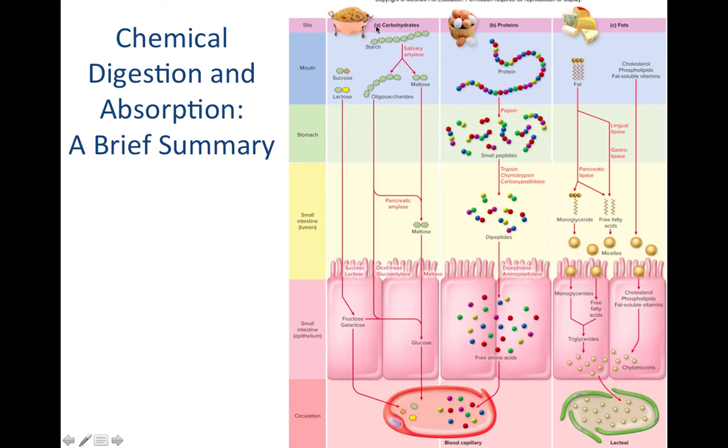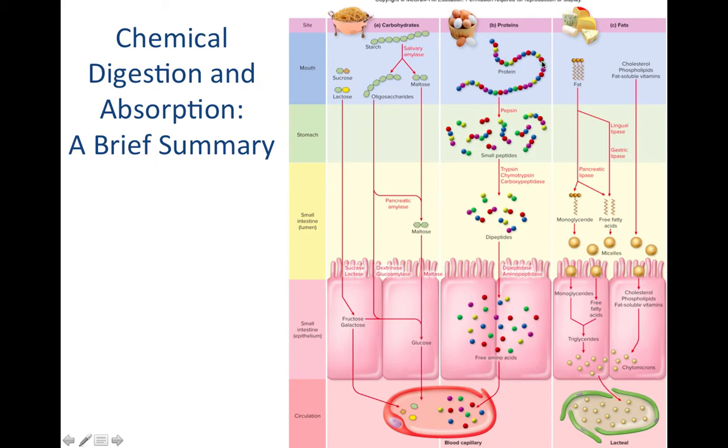So carbohydrates begin digestion in the mouth. You have salivary amylase that begins breaking them apart. There's not really any carbohydrate digesting enzymes in the stomach, but once you get to the small intestine, you have pancreatic amylase and then several brush border enzymes that will continue to break down those carbohydrates. Those monosaccharides travel through the absorptive cells and ultimately end up in a blood capillary.